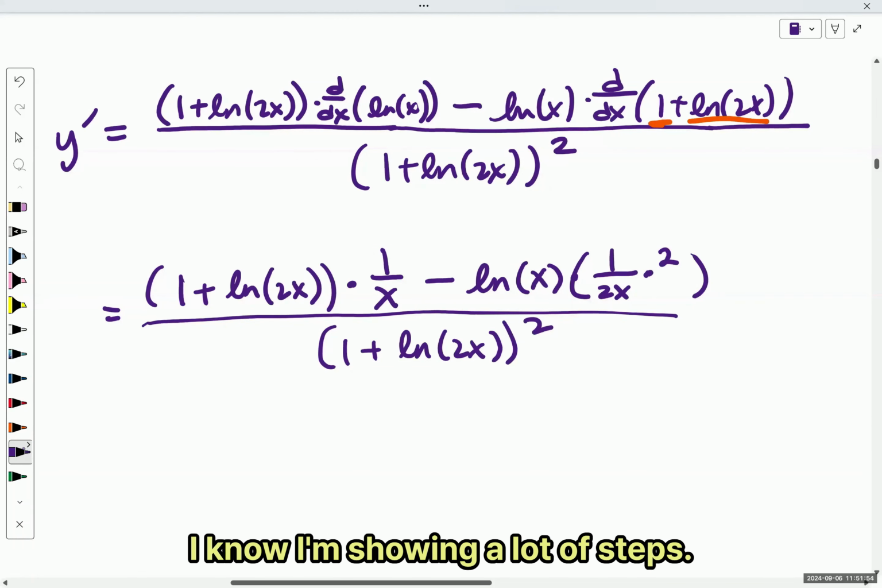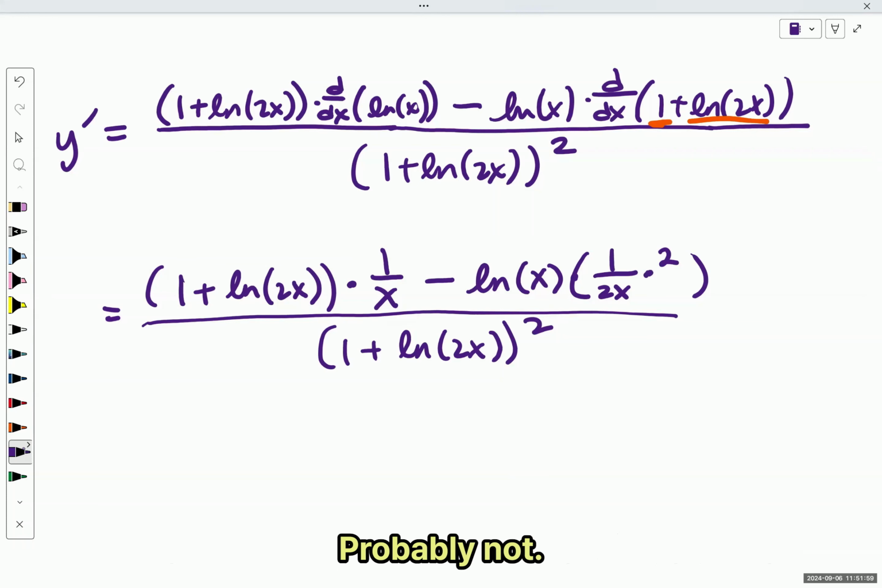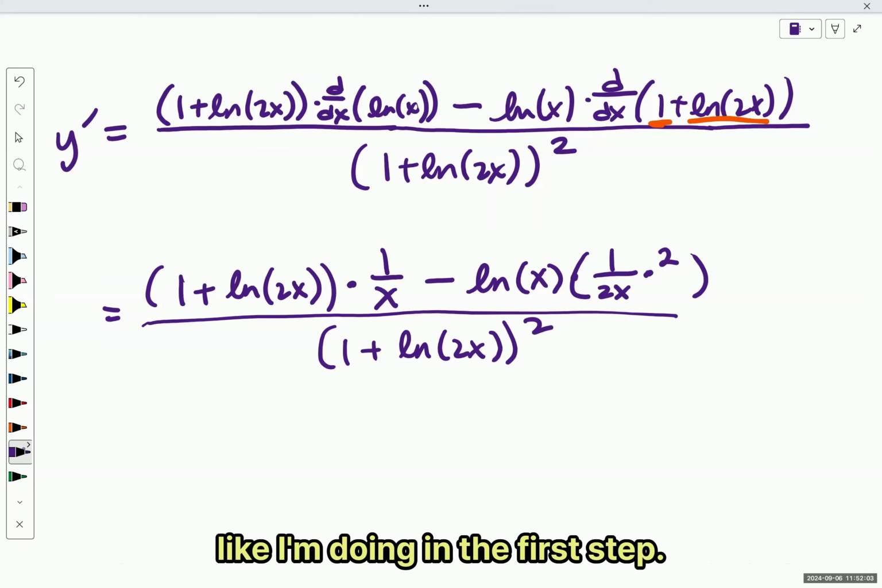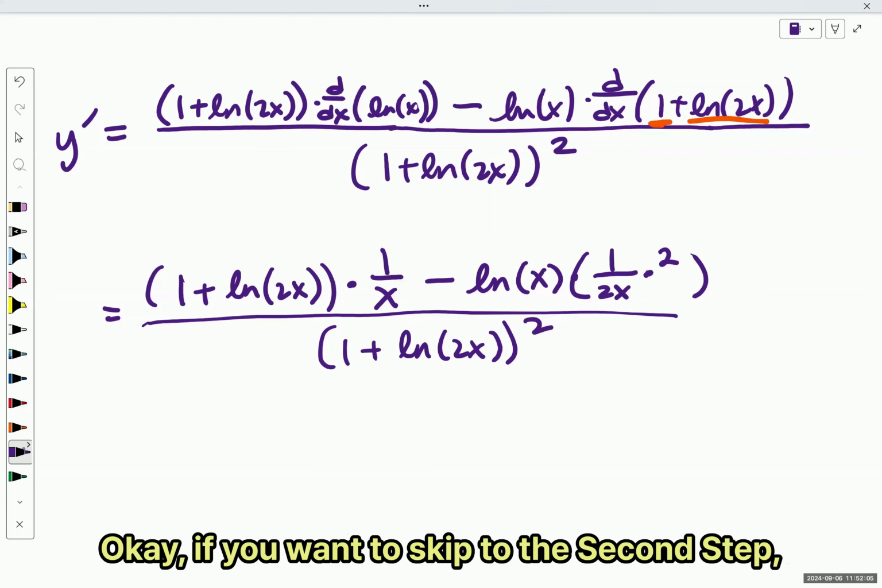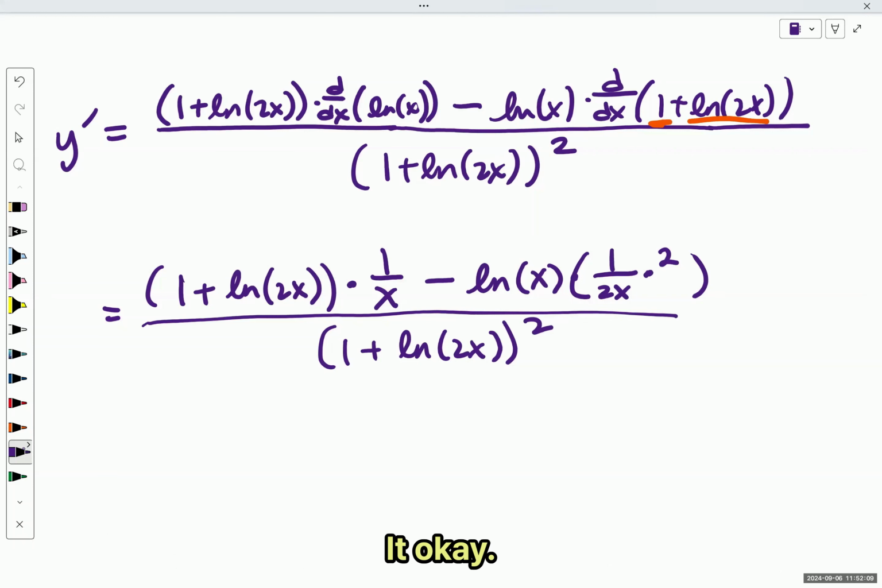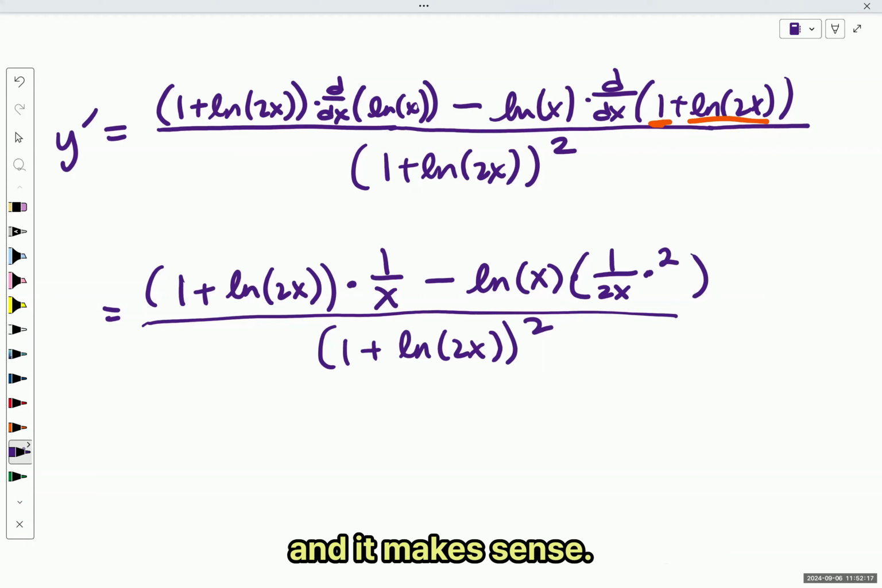Now, I know I'm showing a lot of steps. Am I expecting you to show all of those steps? Probably not. It is okay if you don't show the derivative of the other ones like I'm doing in the first step, okay? If you want to skip to the second step, you totally can, if you feel comfortable doing that, okay? Keep in mind, I grade with loads of partial credit. So if I can follow what you're doing and it makes sense, you're good. You get points for trying, so don't leave any of the answers blank.